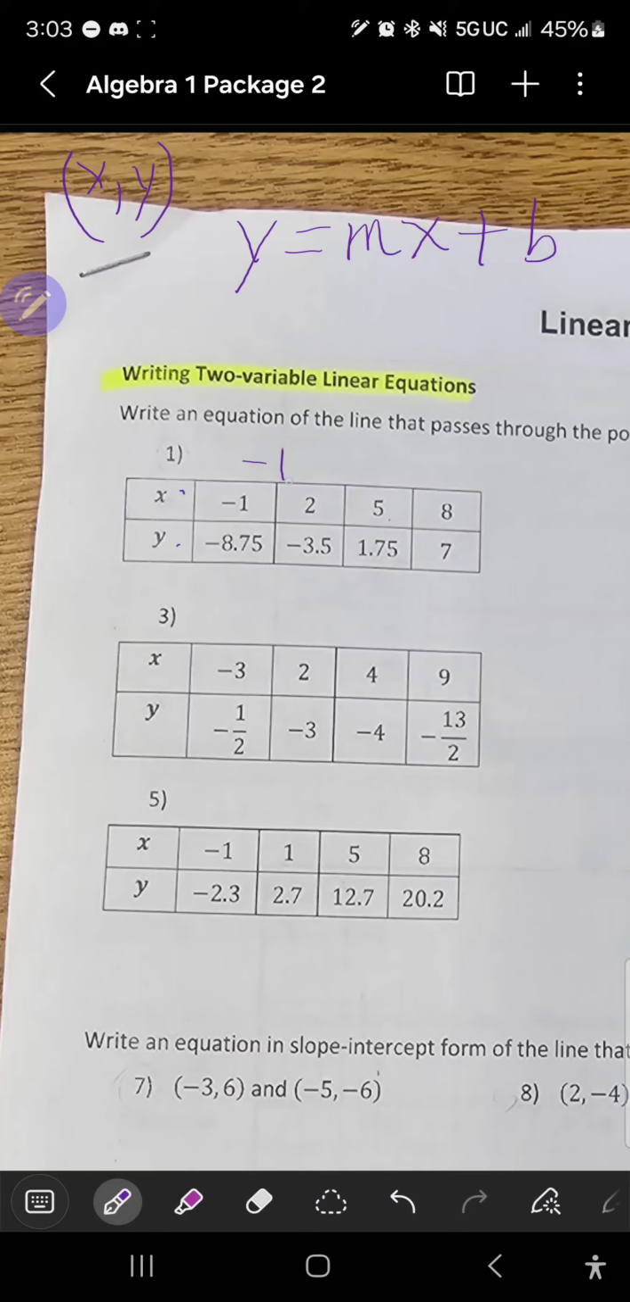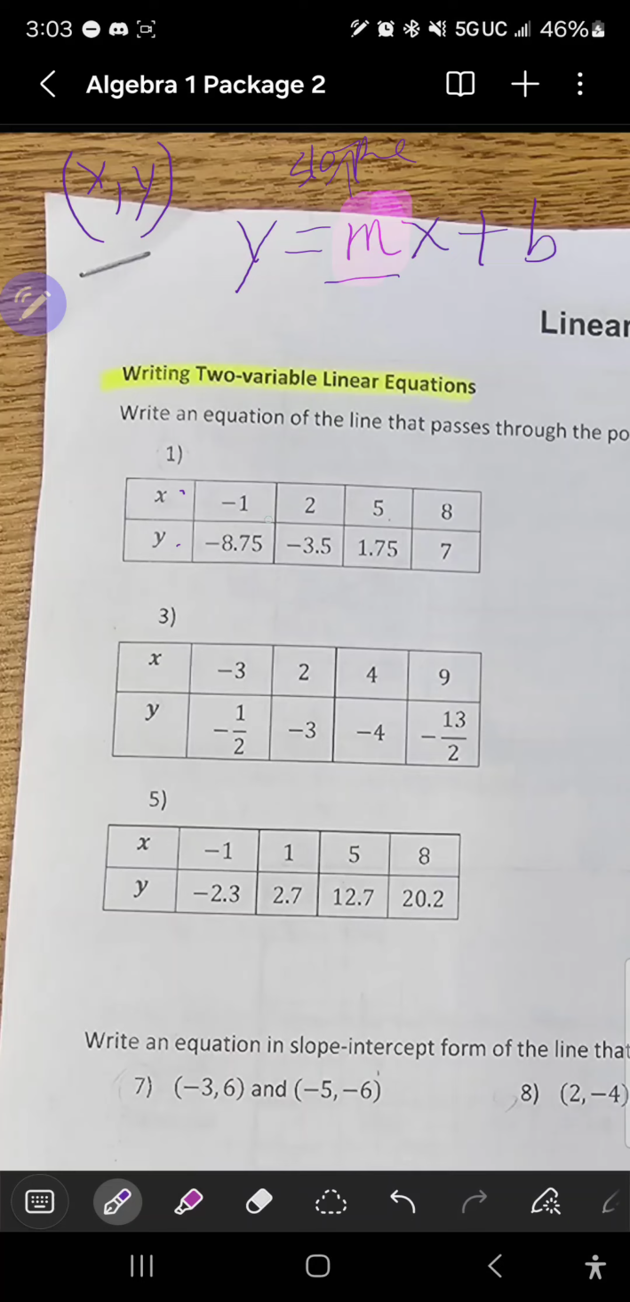So this will be -1 comma -8.75, 2 comma -3.5, and so on. Those are the coordinates. M is the slope, which is the rate of change, or the amount of change that occurs in the y for every 1 x.